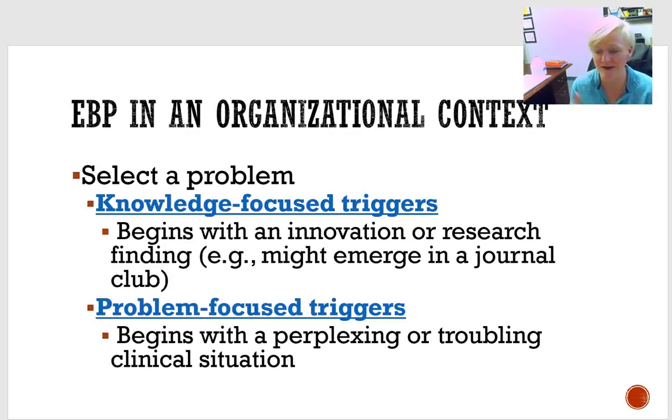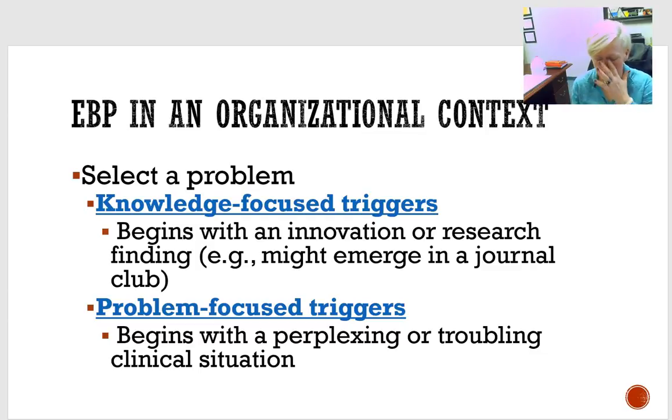So as far as evidence-based practice in an organizational context, what they'll do is select a problem. And there's 2 different ways you can do that. You can have something that happens in clinical and you're like, I don't know how to do this. I don't know how to deal with this. And like I spoke to you guys about at TMC with the increased incident of CLABSI. That was a troubling clinical situation. What do we do? Our incidence of CLABSI went up. And so that problem-focused trigger caused them to start looking at best practice, looking at what they were doing, and realized that the dressing was wrong, and they changed that, and it was fixed.